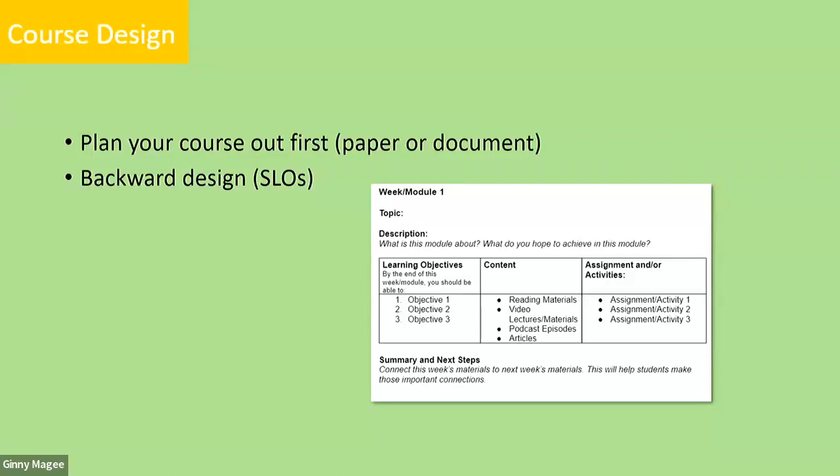Start with your student learning objectives. We're doing backward design: what they need to know, and then we're going from there. How are we going to design our course so that they're meeting those student learning objectives? Breaking it down, you can see how this particular template has the SLOs for each module, and it maps the content and the assignments and activities to each of those learning objectives. So we really want to keep those in mind as we're designing the course.